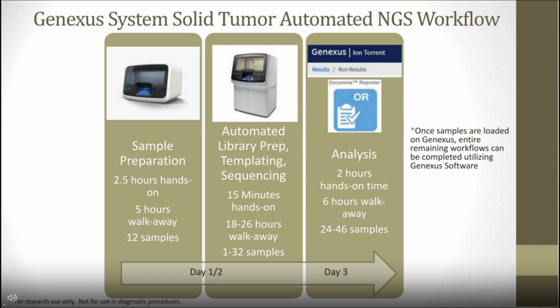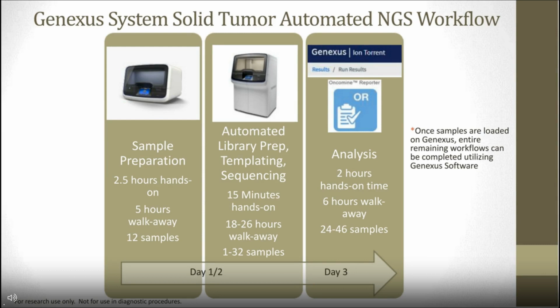On the Genexus sequencer, this provides us with the opportunity to automate our library preparation, our templating, and sequencing on board of a single platform. It requires very little hands-on time: the loading of nucleic acid on board the platform along with prepackaged reagents or primers. And then it allows for just walk-away time where the automation takes place for all of the preparation. And depending on the number of samples that are being run that day, the whole process takes anywhere from 18 to 26 hours.